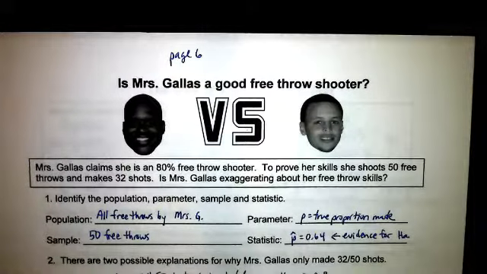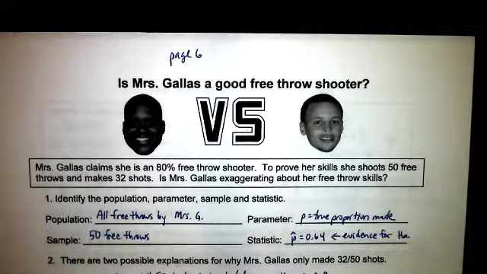Welcome, statistics friends. We are on page 6 of your notes. We're going to start talking about hypothesis tests for proportions. I know one of my classes did this in class, but that was before the world completely changed. So here we are, page 6.